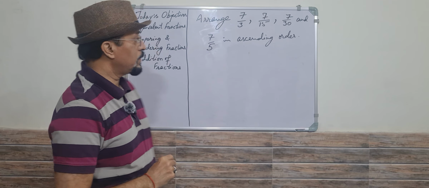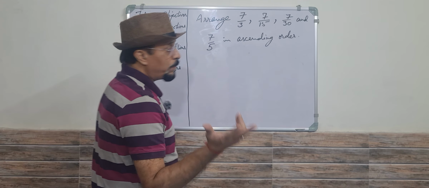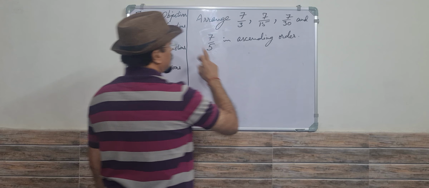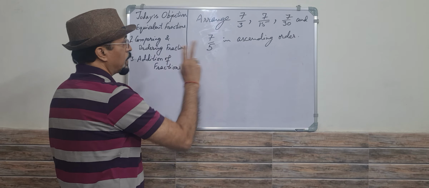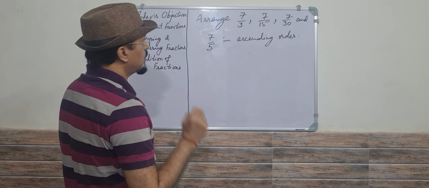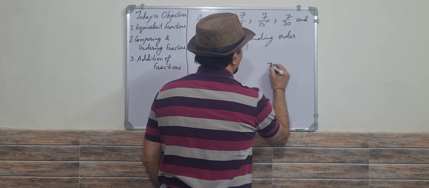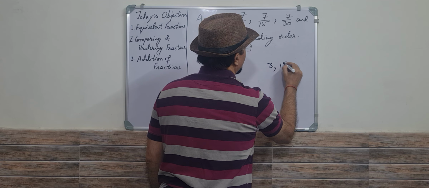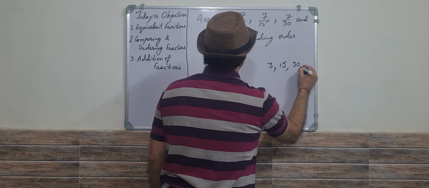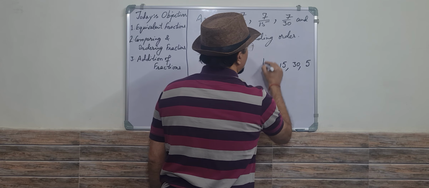Right? This is called ascending order. So again, to compare, we need to have the same denominators, which we do not have right now. We need to find the LCM of these denominators first of all. The denominators are 3, 15, 30, 5.